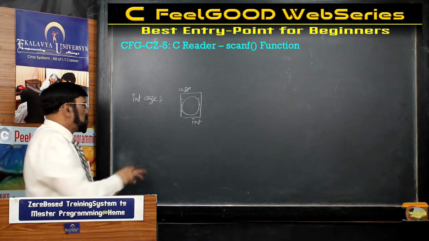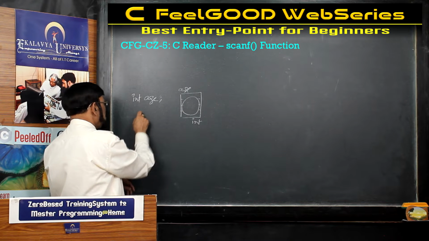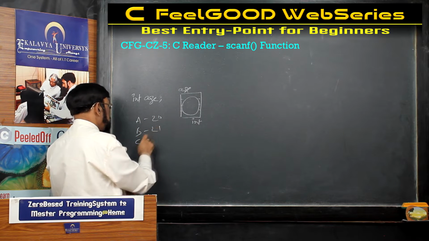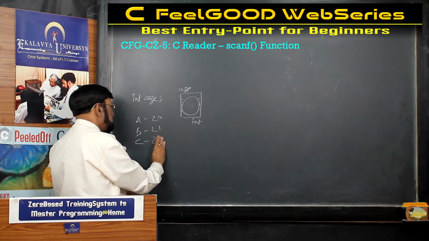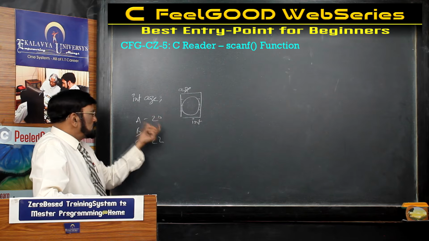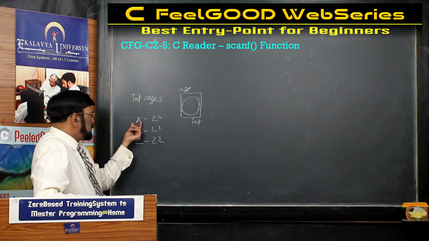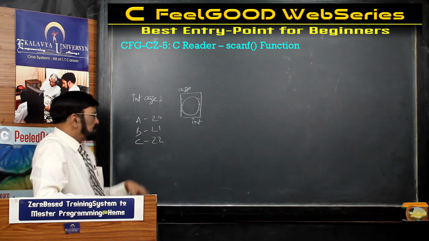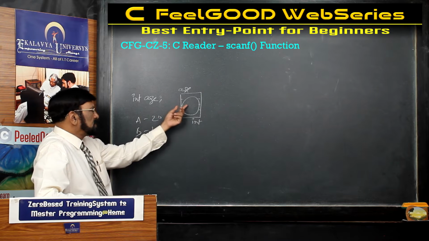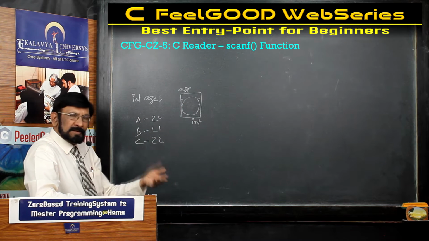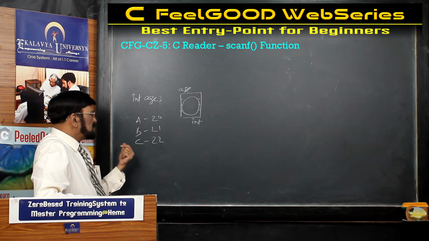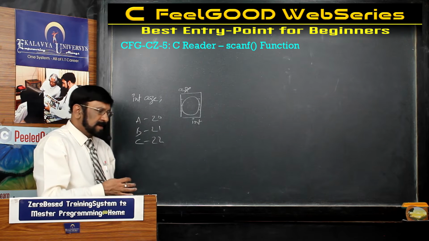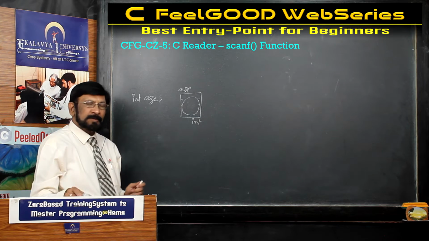Suppose there are three students, A, B, C. A says 20, B says 21, C says 22. So the same variable you can use for all three. First you read A's age, 20. It is filled. Whatever you want to do, you do it. You display that. Thereafter you read B's age, 20 is replaced by 21. Then you can use it, display it. Thereafter C's age you can read, and it will be filled with 22. That is called interactive. Normally we write interactive programs only.